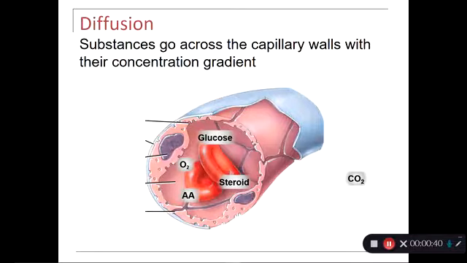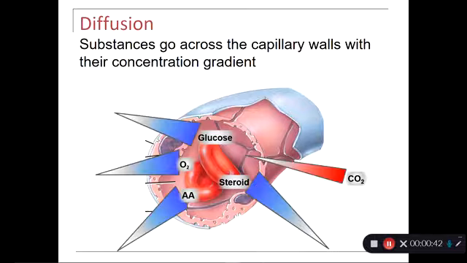So diffusion, we got ourselves this type of thing going on in the body's capillaries. You got glucose going out, you get oxygen going out. The double A means that it's amino acid. You got steroids going out. You got all that different stuff going out into the tissues. Well, carbon dioxide is going in and getting rid of. They go with their concentration gradient. You got more CO2 in the tissue, so it's going to go into the blood. You got more glucose in the blood, so hopefully the glucose is going to move out into the tissues. Same thing with the other ones.